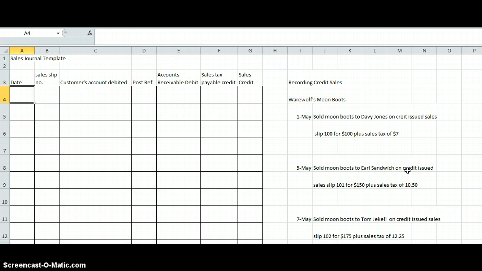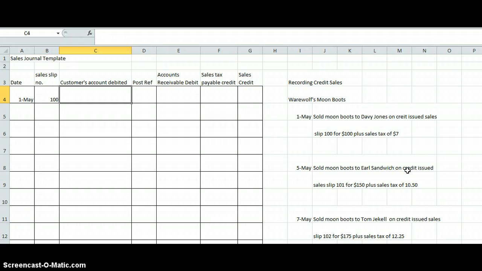So on May 1st, we have the company Werewolf's Moon Boots. And on May 1st, we sold moon boots to Davy Jones on credit and issued sales slip 100 for $100 plus sales tax of $7. So I'll come over to our date and we'll type in May 1st. Our sales slip number is 100.